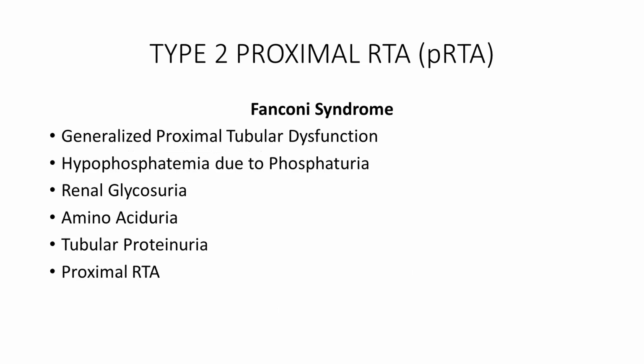There is generalized proximal tubular dysfunction. Hypophosphatemia is a feature of type 2 renal tubular acidosis resulting in phosphaturia. There is renal glycosuria, in fact, everything is passed in urine. Renal glycosuria, aminoaciduria, proteinuria, these all are features of Fanconi syndrome.